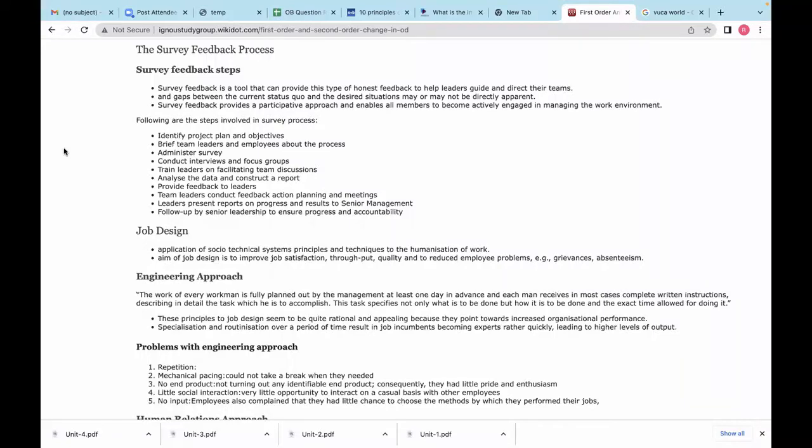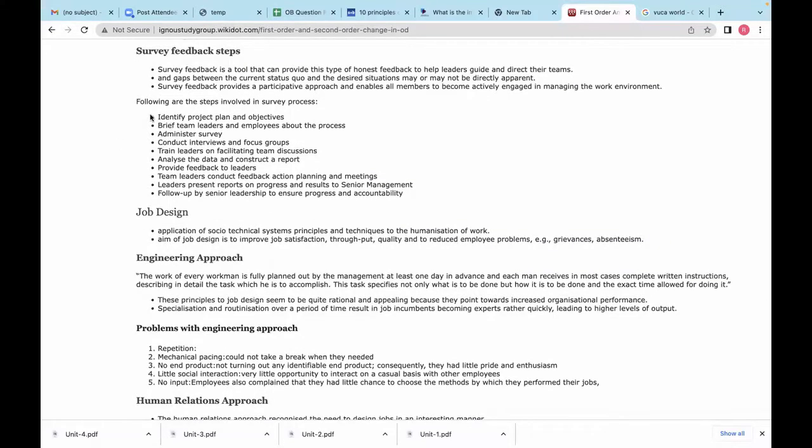Generally, how would a survey be planned? First, you need to identify the objective of your survey, right? Then you need to brief the objective to the leaders and employees before even asking them to answer the survey. Then you take the survey. While taking it, you might have to conduct interviews and some focus group interactions. To do all these things, you need to train your people so that they can facilitate these discussions in a much better way, right?